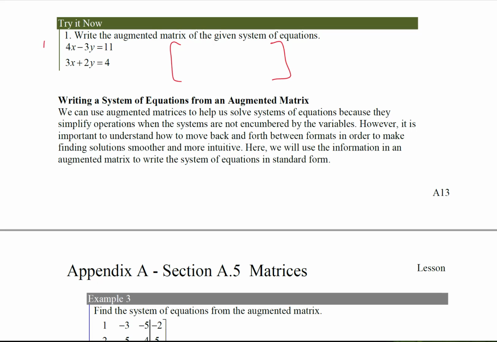Here's the first equation, and I'm going to take out the 4. That's the x multiplier. The -3 is the y multiplier, and 11 is the answer. And I'm going to go to the second equation. 3 is the x multiplier, 2 is the y multiplier, and 4 is the answer. That is the augmented matrix you should have gotten. If you didn't get it, I want you to pause and analyze what went wrong and try to discover your mistake and learn from it.